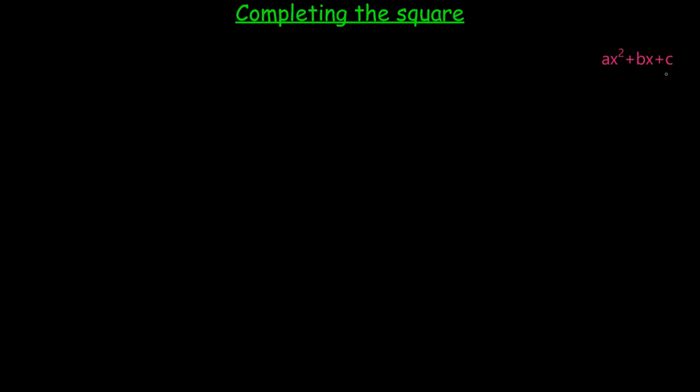Hello, this here is the general form of a quadratic expression. We're going to start simply. A will be 1 and C will be 0. So we have x squared plus, let's say, 8x. Now, to complete the square in this expression, we will write this.